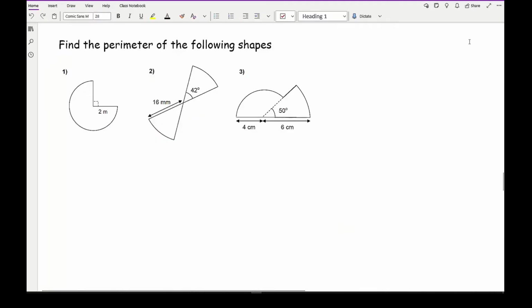Now when working out the perimeter, it's important that you recognise what the perimeter actually is, and it's the distance around the whole entire shape.